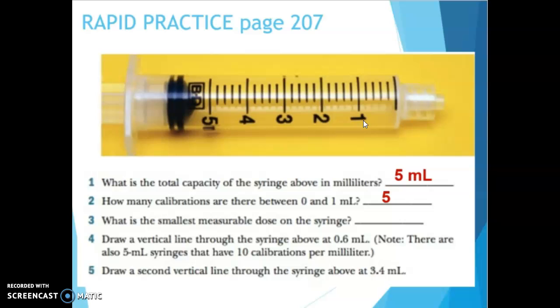So 1 divided by 5 is going to tell you 0.2. If we count it, 0.2, 0.4, 0.6, 0.8, and 1. So yeah, we can confirm it that way. But yes, that one is counting by 0.2 milliliters.